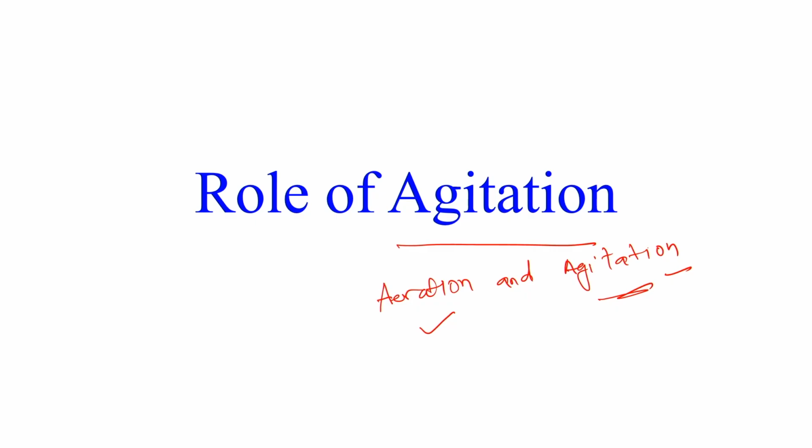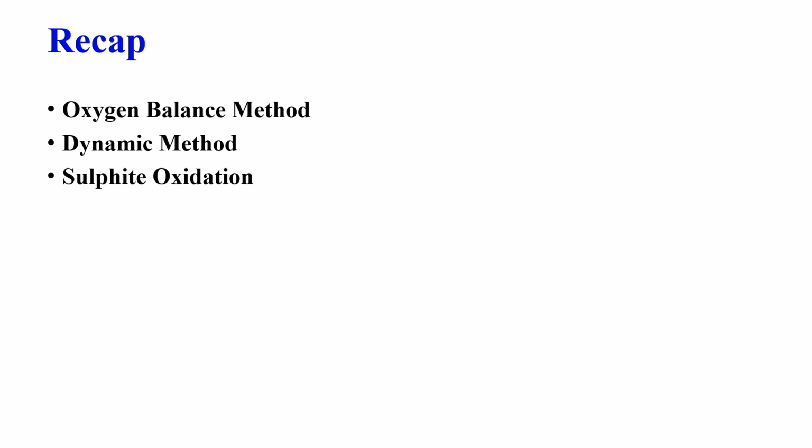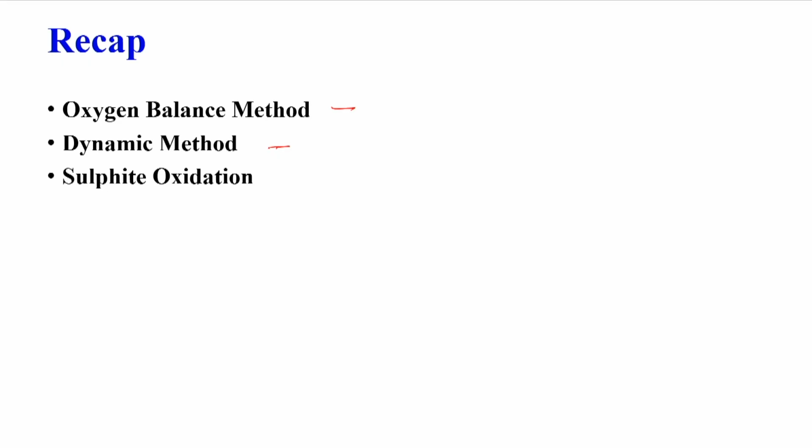What is mixing? What are the different components of mixing? Then power requirement for the mixing. So in the last lecture we discussed the experimental methods to determine mass transfer coefficient KLA. So we discussed oxygen balance method: you measure the pressure of oxygen at inlet and outlet. We considered dynamic method, that is you have to first degas the system, then again you have to regas. And then sulfite oxidation method, here sulfite is oxidized to sulfate by uptaking the oxygen.